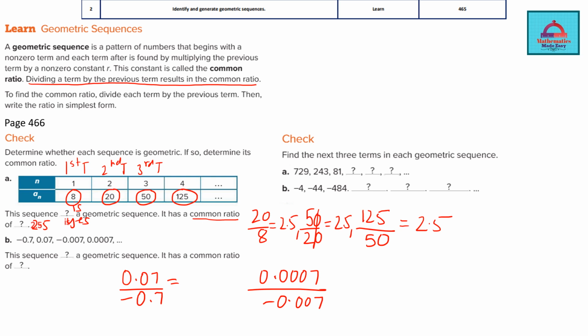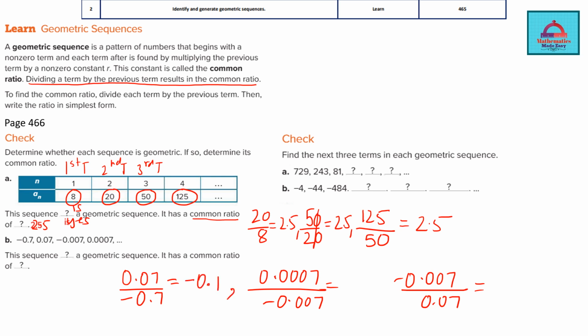Similarly, you can divide 0.07 by 0.7, the previous term. So when we are dividing by the previous term, let's see what the answer is. So 0.07 divided by 0.7. The first common ratio is coming out to be negative 0.1.